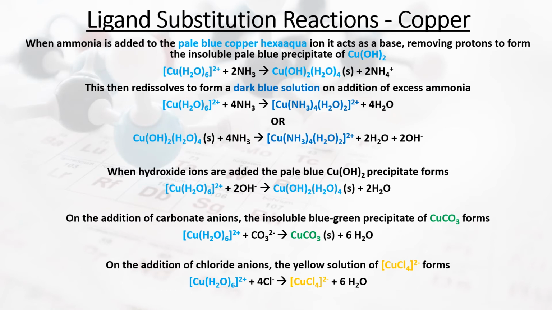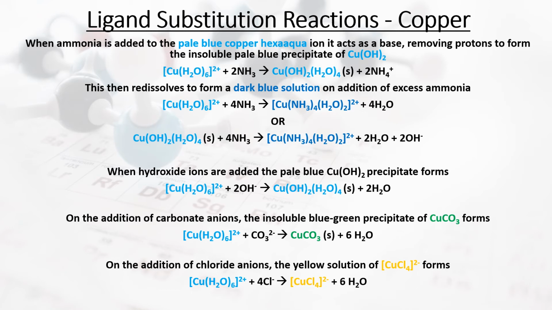Now, if we have excess ammonia, or if we have a lot of ammonia, or even really concentrated ammonia, then this pale blue precipitate of our copper hydroxide will actually redissolve to form this sort of incomplete ligand substitution and this dark blue solution of the [Cu(NH3)4(H2O)2]2+. So if we go from the starting hexaaqua ion and we add excess ammonia straight away, we've only substituted out 4 of those water molecules for the 4 NH3s, or we can write it as actually going from that copper hydroxide precipitate, reacting with 4 lots of ammonia, we create that [Cu(NH3)4(H2O)2]2+ complex ion, and in this case we kick out 2 waters and 2 hydroxide ions.